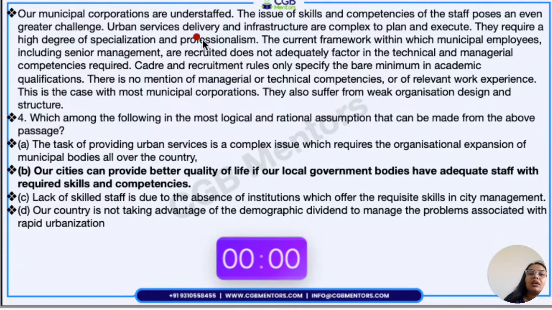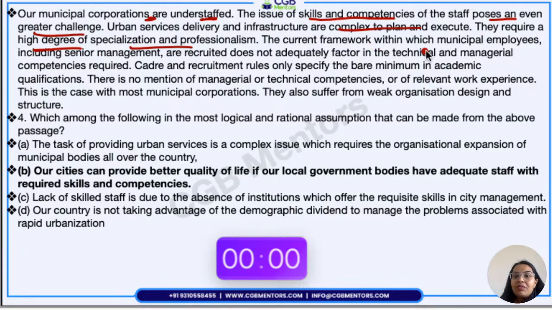Okay, let's see what my passage is talking about. Municipal corporations are understaffed. Issue of skills and competencies poses an even greater challenge. People are incompetent here for the jobs. Under services delivery, infra are complex to plan and execute. They require high degree of specialization. So professional staff नहीं है या educate नहीं है.